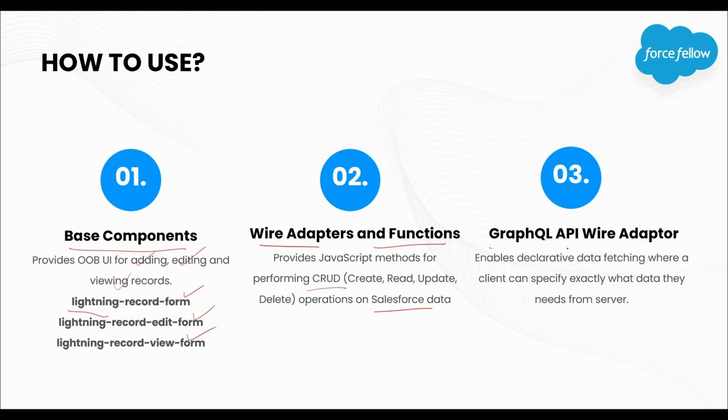Next we have the GraphQL API wire adapter. This adapter was recently introduced in the Spring '23 release, and GraphQL enables declarative data fetching where a client can specify exactly what data they need from the server. What does it mean? It means using the GraphQL adapter in an LWC component, we can specify what data we require from the server. And also we can query multiple records even without writing SOQL queries. This is a new and very interesting feature.